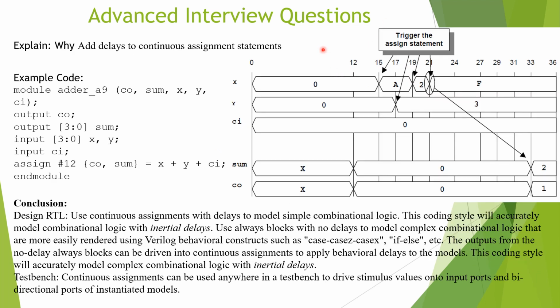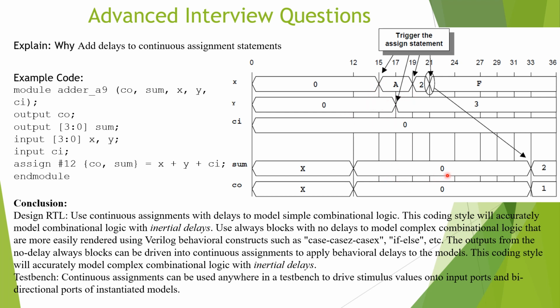The next question is, explain why add delays to continuous assignment statements. So in our example code, we have a continuous assignment statement here, and we added a pound 12 delay on the left-hand side of this assignment statement. So when we simulate, you can see that the input X changes at time 15, Y changes at 17, and similarly, X is also changing.